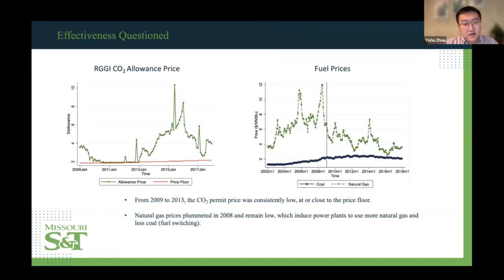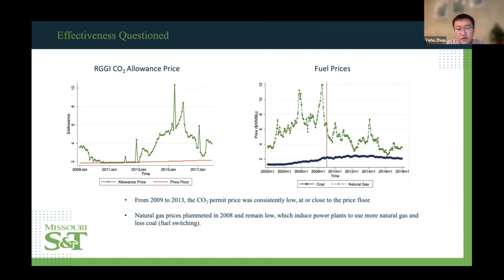But the effectiveness of the policy was questioned. One reason is, as in the left figure here, at least in the first several years, the permit price was quite low, close to or at the price floor set by the program. So whether such a low price would make any difference was questioned a lot during that time.